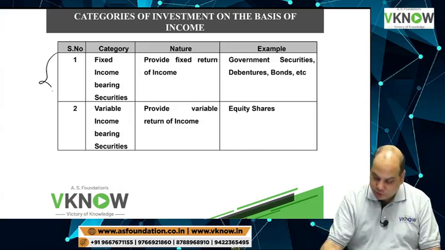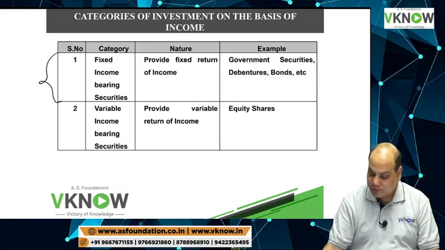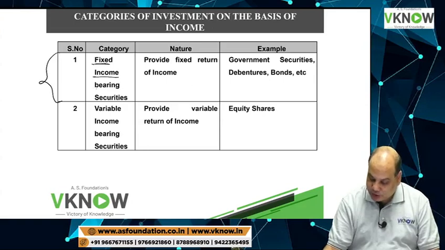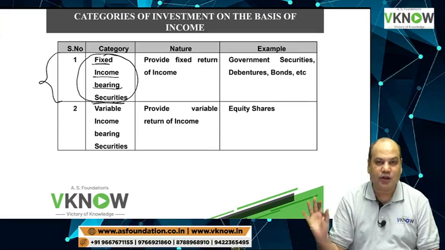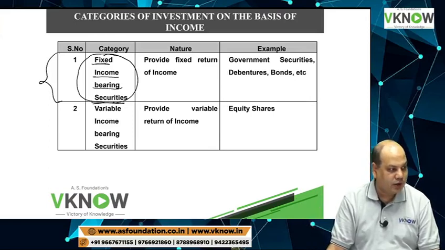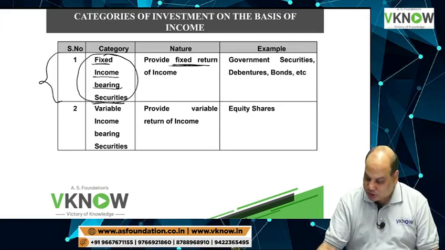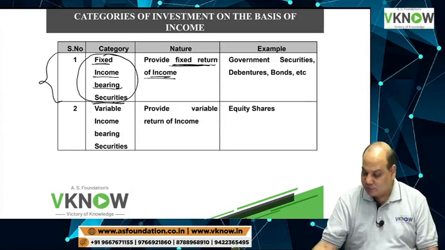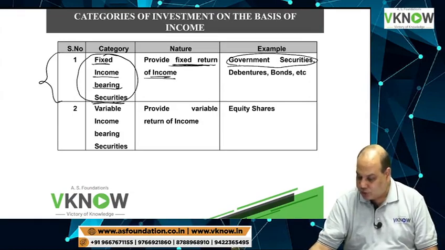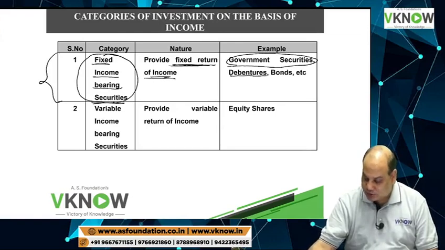For our accounting purpose, we will say that there are two categories of investment. One is fixed income bearing security. Fixed income bearing security means they pay you a fixed interest rate or fixed dividend rate. Once you invest in them, you enjoy a fixed return on your investment. Examples are government securities, debentures, bonds, preference shares.